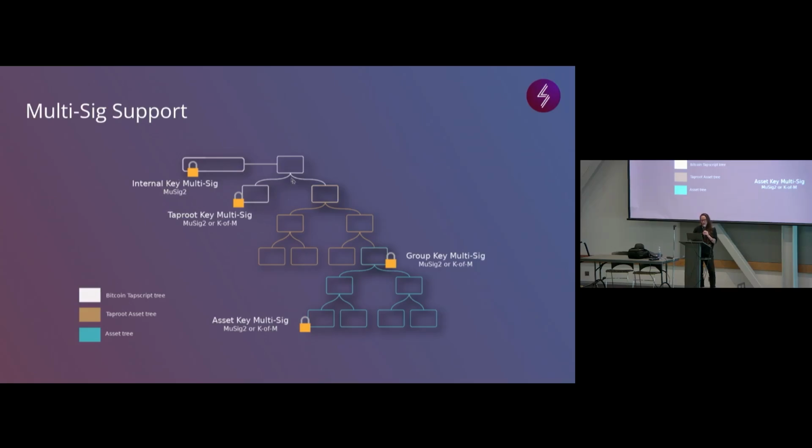All right, then we can look here in sort of the Taproot script level. In here we can do MuSig2 or old school K of M. We can also do that when we get to this group key level. So down here we can do MuSig2 or K of M, and then all the way down here at the asset level, the asset key level, we can do MuSig2 or K of M. So I just want to note that, all very important stuff for people that are looking to secure Taproot assets.